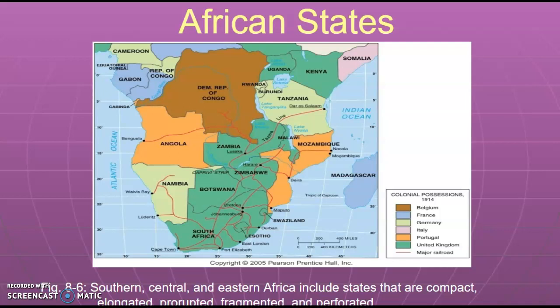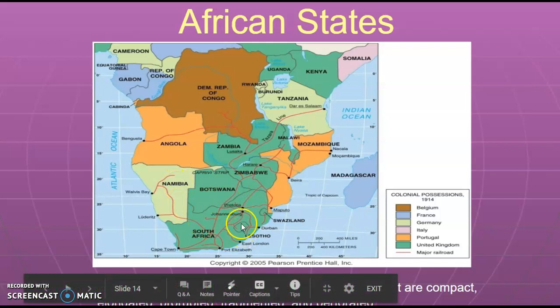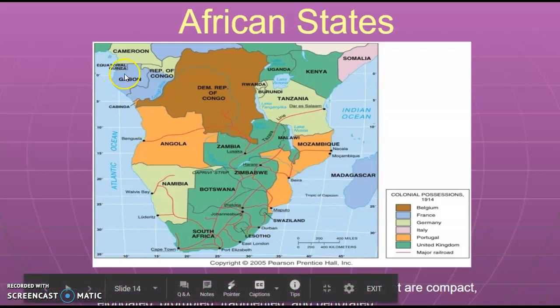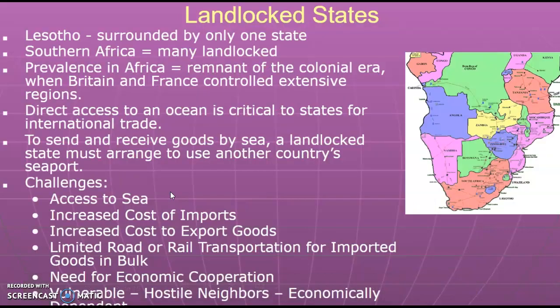So here we have some African states. Again, you see a lot of the compact states. Here's Rwanda, Burundi. These are compact. You see some elongated. Here Malawi is elongated. Mozambique is elongated. You will see the prorupted, which is Namibia. You will see the perforated, which is South Africa surrounding Lesotho. Fragmented. Some of these countries have islands off of the coast, which cause them to be fragmented. Next, let's talk about landlocked states.